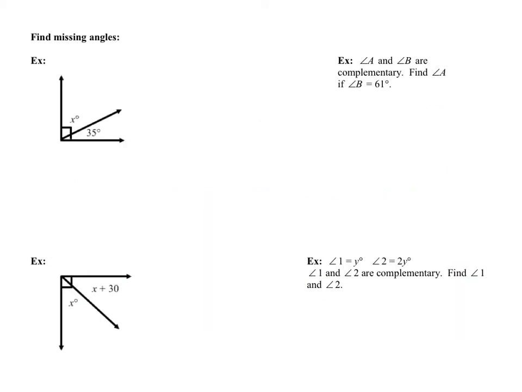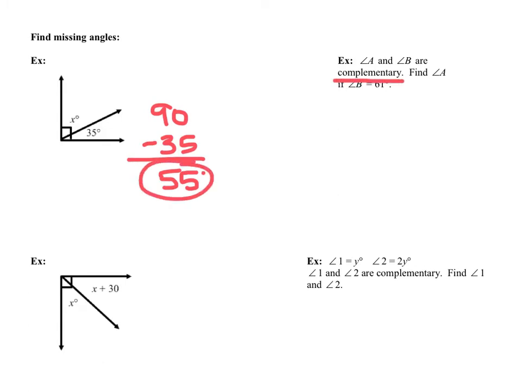So these first two examples, you can find missing angles pretty easily because this angle right here, they form a 90-degree angle. You can just subtract 35 from 90 to get 55 degrees. Same thing over here. It tells you they're complementary, so it's saying that they would add to 90, so you can just do 91 minus 60, and you get 29 degrees.